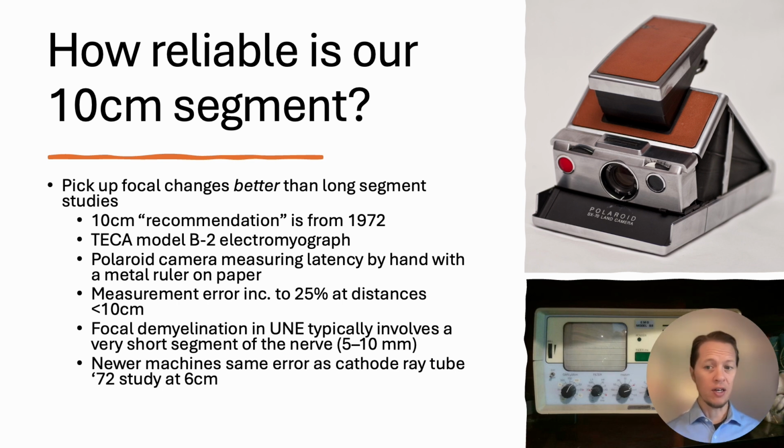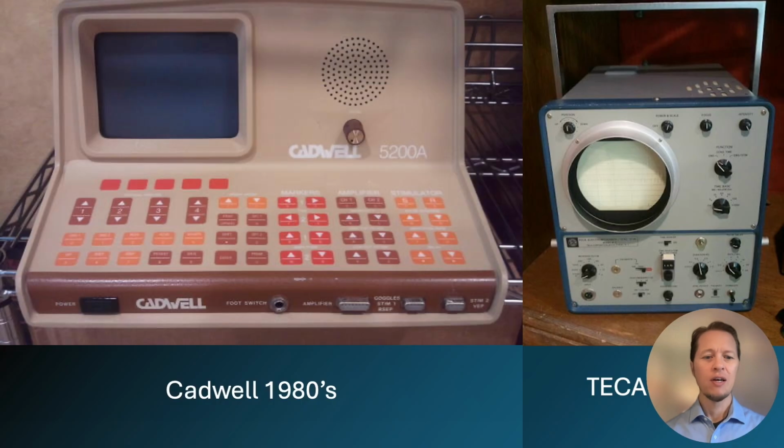Newer machines, when they've done further reliability studies, you can get down to 6 centimeters before you start to get measurement errors. So with your laptops and digital machines, 6 centimeters is the new 10 centimeters compared to the cathode ray tubes and Polaroid cameras of the 1970s.